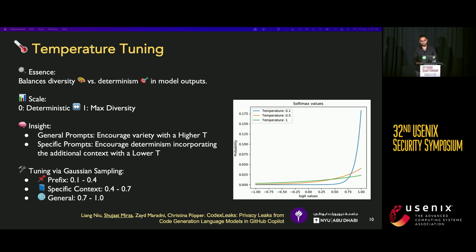Temperature tuning in language models is an approach to balance output diversity against determinism. As we can observe, lower temperatures distinctly skew the distribution in favor of higher probability values. Our findings indicate that for general prompts, a higher temperature is optimal to encourage diverse outputs. However, specific prompts benefit from a lower temperature, ensuring deterministic outputs aligned with the context that we have provided to the model.